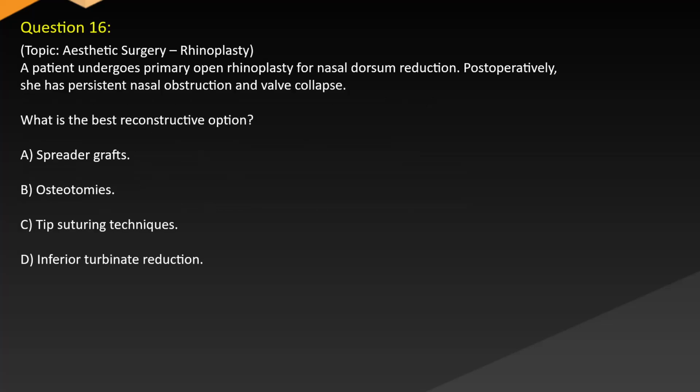Question 16. Topic: aesthetic surgery. Rhinoplasty. A patient undergoes primary open rhinoplasty for nasal dorsum reduction. Postoperatively, she has persistent nasal obstruction and valve collapse. What is the best reconstructive option? A. Spreader grafts. B. Osteotomies. C. Tip suturing techniques. D. Inferior turbinate reduction.